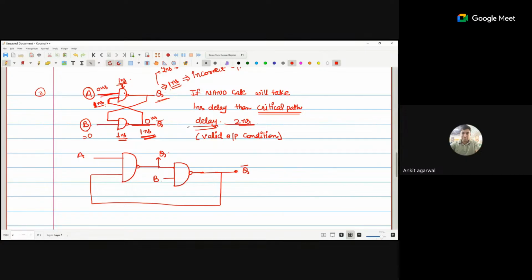So when we apply the B at 0 nanosecond, we are getting output at 1 nanosecond. This output goes here, so it is taken at 1 nanosecond and applied again, with another 1 nanosecond delay, so Q will be obtained at 2 nanoseconds. So that is called the critical path delay.